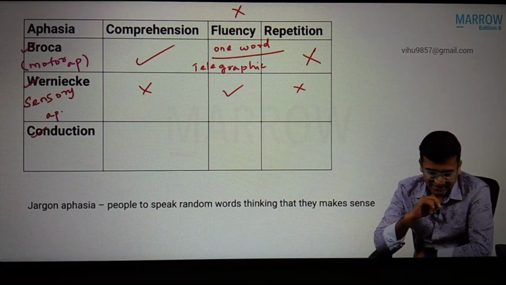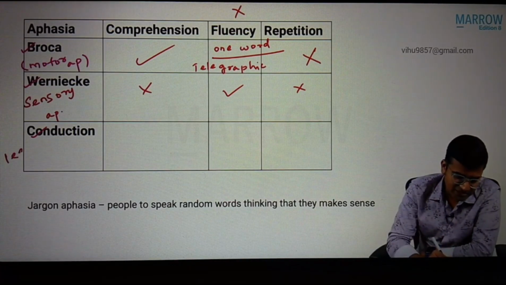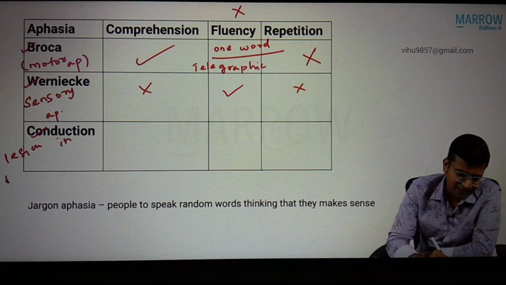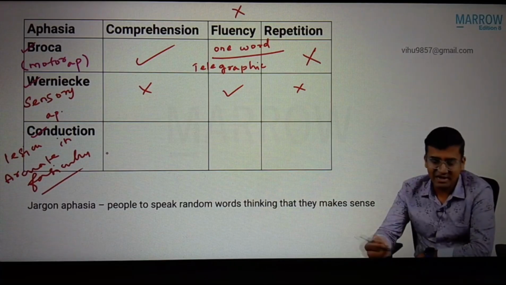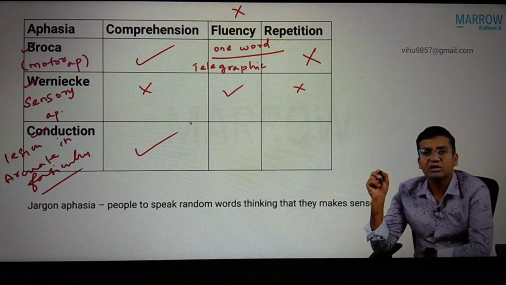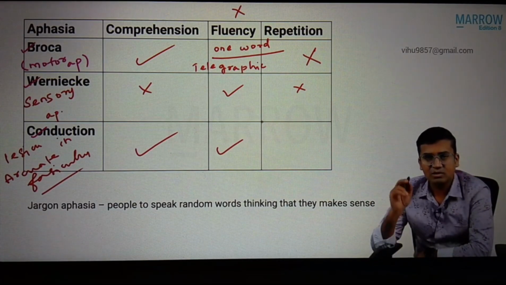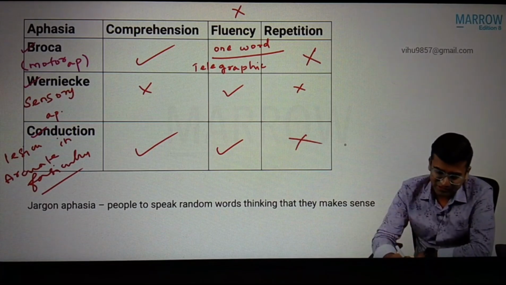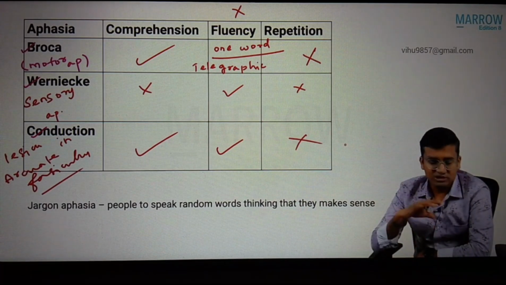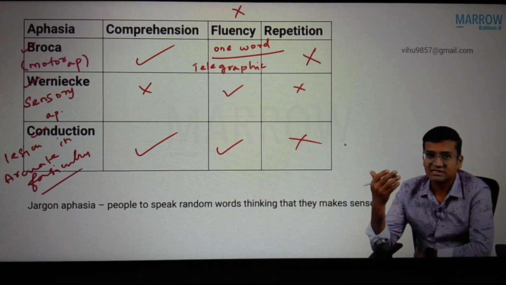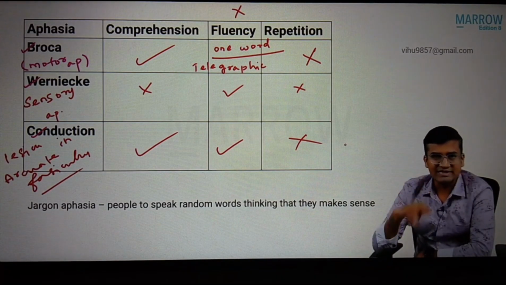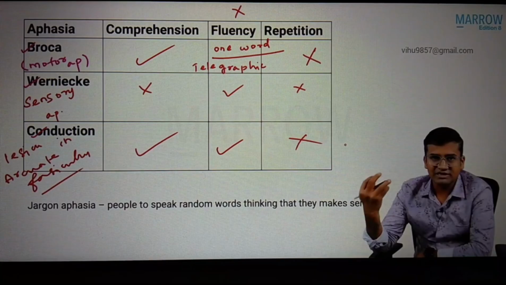In conduction aphasia, it is due to a lesion in the arcuate fasciculus. Here Wernicke's area is normal, so comprehension is normal. Broca's area is normal, so fluency is normal, but both of them are not connected, so repetition is gone. So this is a feature of conduction aphasia. From these 3 aphasias, we are getting one question for sure, in the NEET exam and also in the FMG exam.